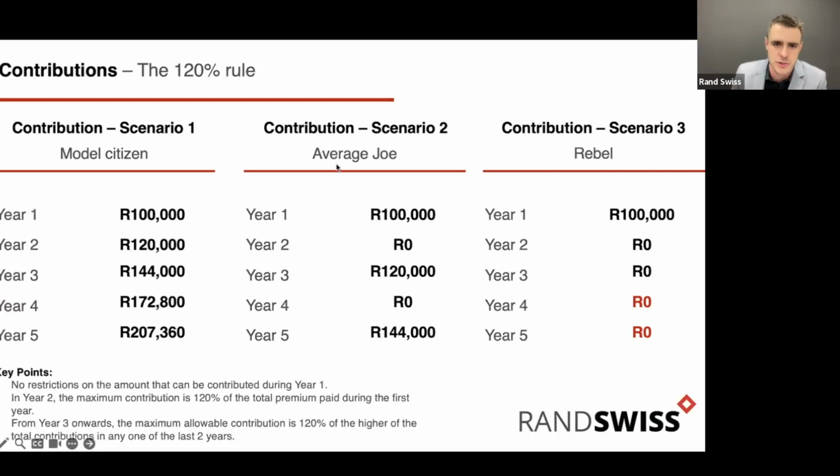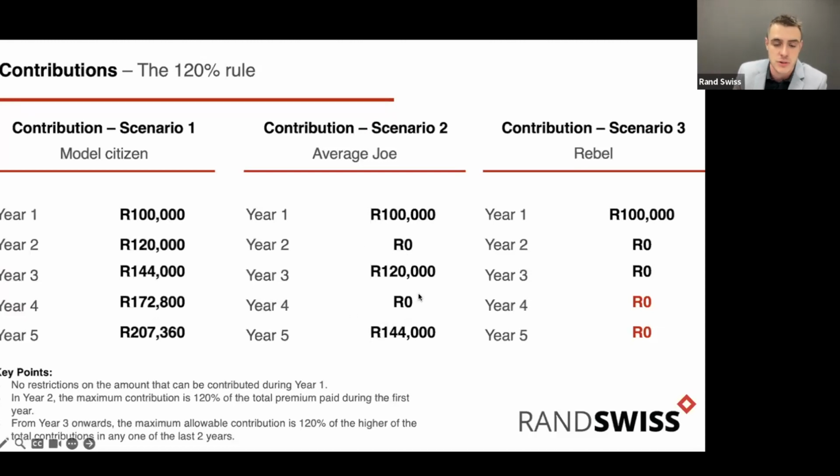Now, if we look at scenario two, this is average Joe. He contributes 100,000 in year one. In year two, he contributes nothing. In year three, he comes to us as the advisors and says, what's the maximum I can contribute? We look at the previous 2 years. In year one, you contributed 100,000. In year two, you contributed nothing. So the higher amount between the two was in year one, where you contributed 100,000. Therefore, you can contribute 120% of that. So in year three, the max he can contribute is 120,000.